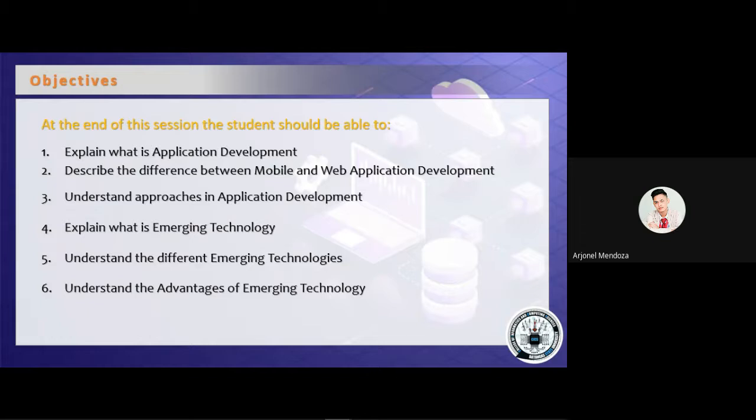For our objectives for this session, at the end of this session, the student should be able to explain what is application development. The student should be able to describe the difference between mobile and web application development. The student should be able to understand approaches in application development. The student should be able to explain what is emerging technology, and understand the different emerging technologies and advantages of emerging technology.